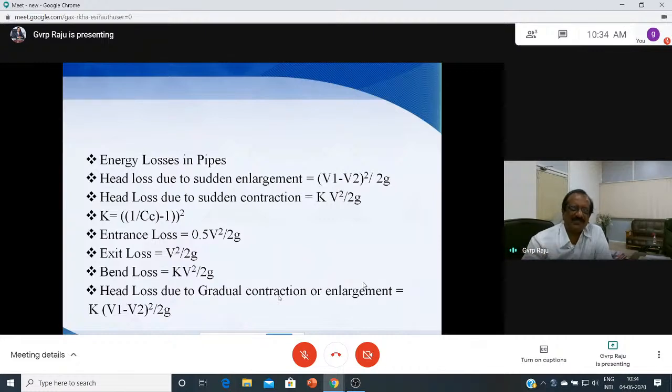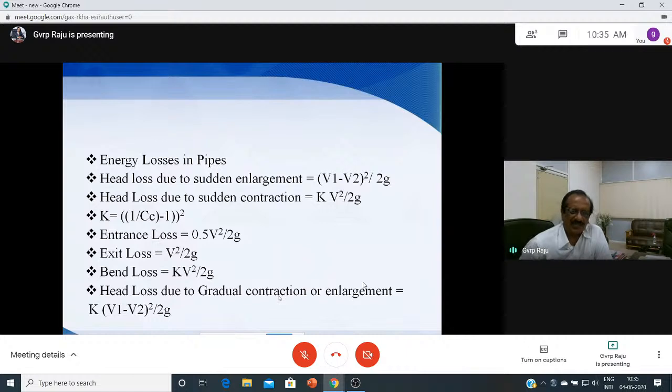That is hf equal to f L V square by 2gD, and head loss due to sudden enlargement is equal to (V1 minus V2) whole square by 2g. Head loss due to sudden enlargement, where V1 and V2 are the velocity before enlargement and the velocity after enlargement.